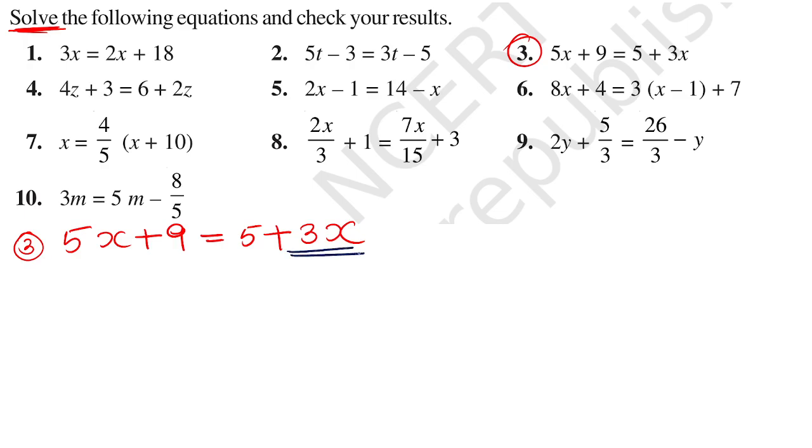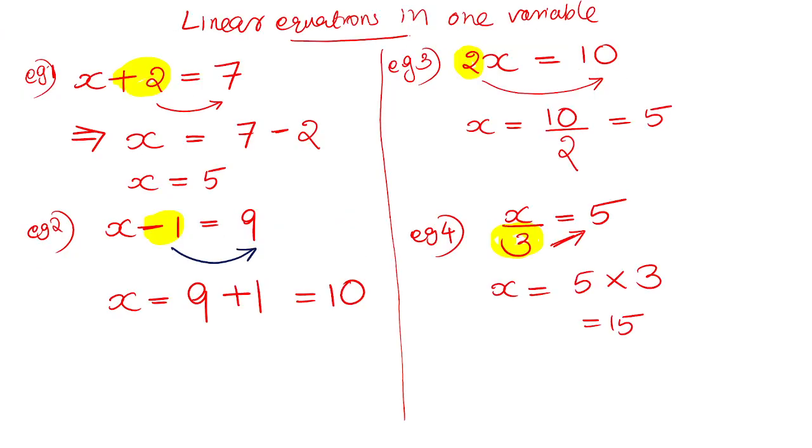This plus 3x, if taken to the other side, becomes minus 3x. Why does plus 3x become minus 3x? The reason is the first example. Look here: plus something taken to the other side becomes minus that number. Plus 2 becomes minus 2 on the other side, plus 9 becomes minus 9 on the other side. So if we take plus something to the other side, it becomes minus that thing.